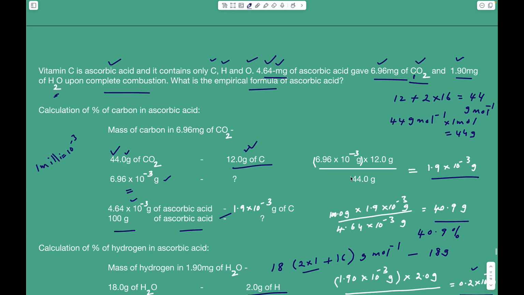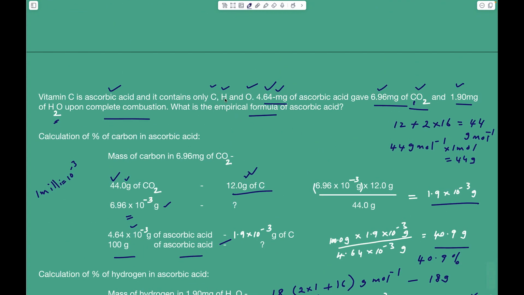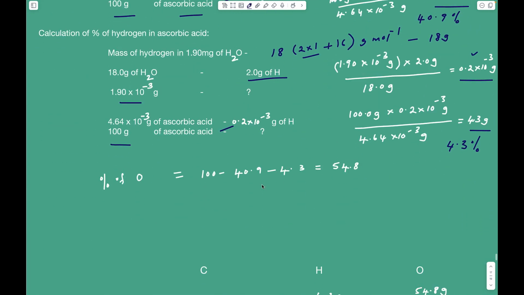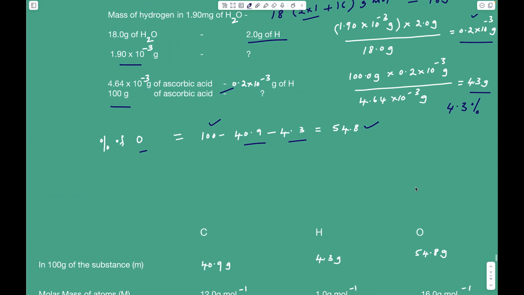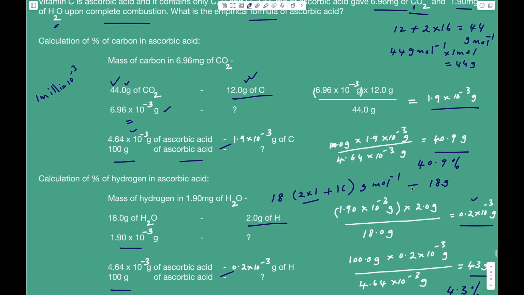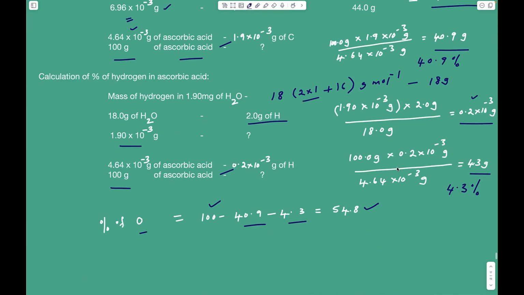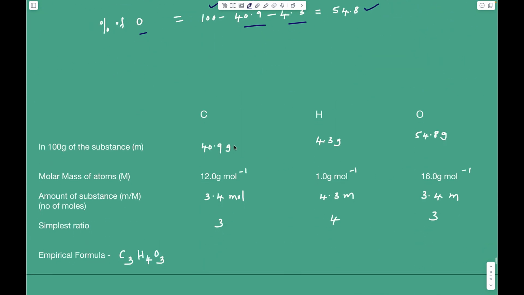And because it contains only 3 elements, and we already know the percentages of carbon and hydrogen, you can calculate the percentage of oxygen by subtracting these two percentages from 100, and the percentage of oxygen comes to be 54.8. So now you know the percentage composition of ascorbic acid, and once you know the percentage composition, you know what to do.